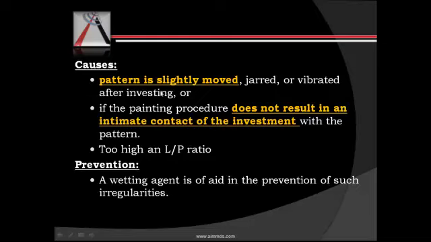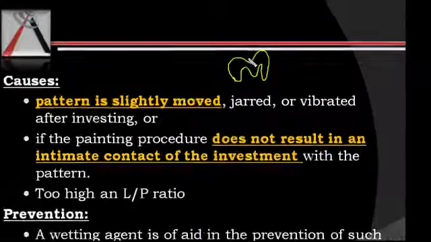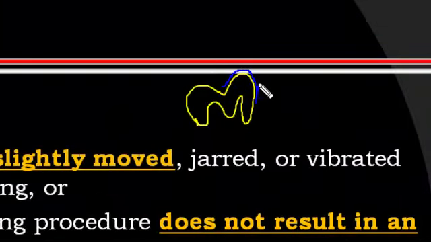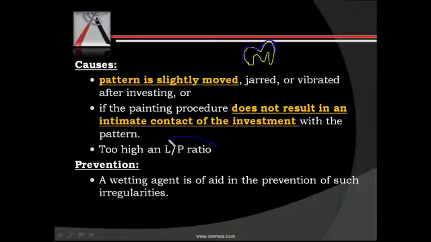Or in the painting process, when the wax pattern is invested, the first step is painting of the investment material on the surface of the wax pattern, and if this process does not result in intimate contact of the investment with the wax pattern, the in-between space may result in formation of the water film or may result in formation of the veins and ridges later. Further, if there is too high a liquid powder ratio of the investment, there is again a tendency of formation of the water film which may form ridges or veins. This term ridges or veins is important because there are MCQs asked on that.